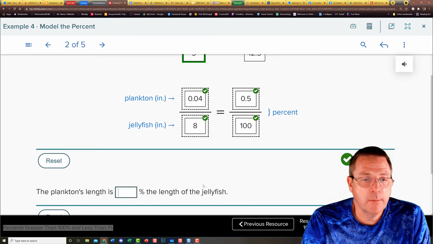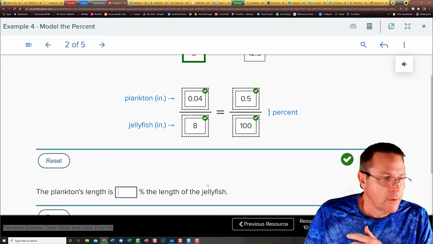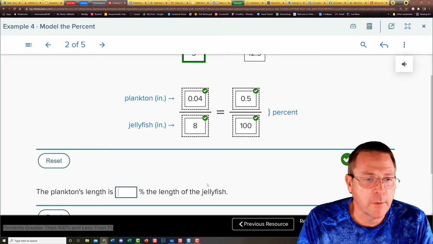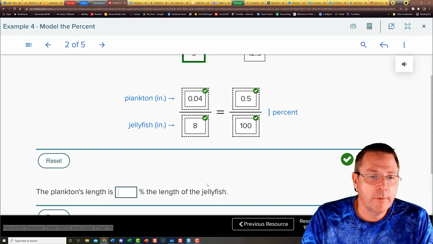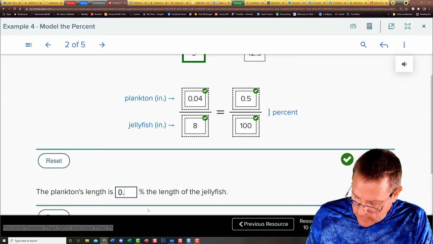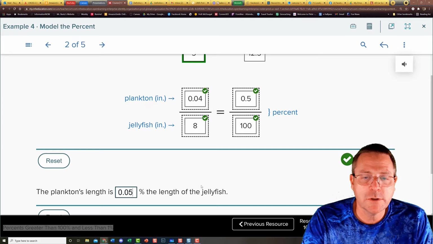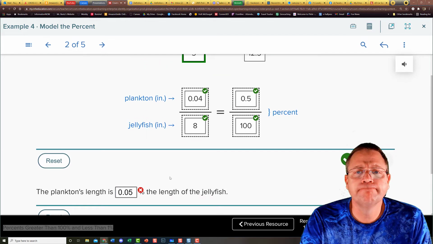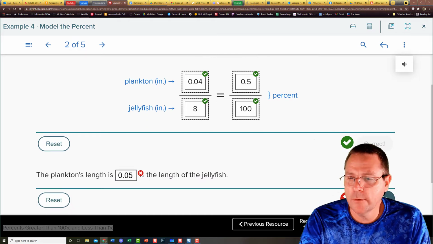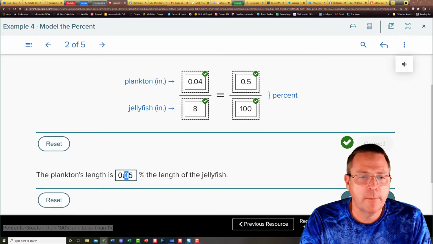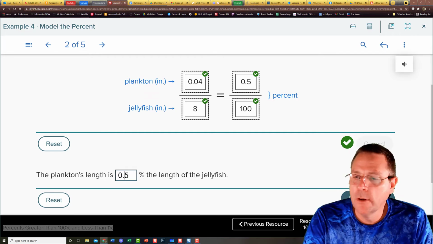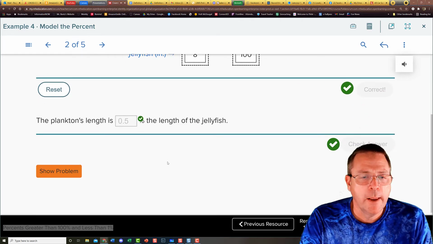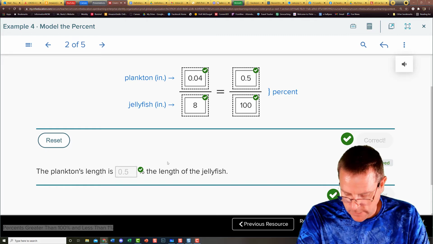So now we can come down here. Sorry, the dog just saw a squirrel or something. The plankton's length is going to be 0.05% the length of the jellyfish. Check our answer. Oh, I know what I did wrong. I have one too many things there. Let's try that again. So I'm going to go back, get rid of that 0, and check the answer. Now we are good. Let's move on to the next part.